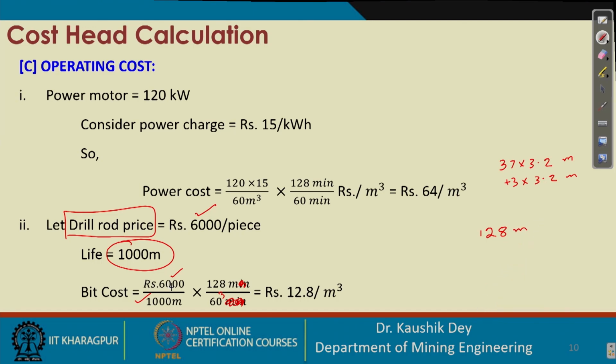So, this is 6,000 rupees, 1000 meter. The total meter we are carrying out drilling is 128 meter. By drilling 128 meter, our yield is coming 60 meter cube. So, we are considering here 128 meter and 60 meter cube. So, calculating this, it is coming 12.8 rupees per meter cube is the bit cost coming to this calculation.